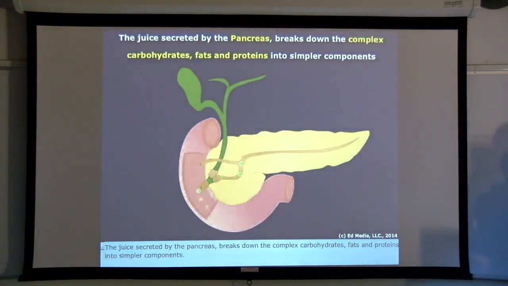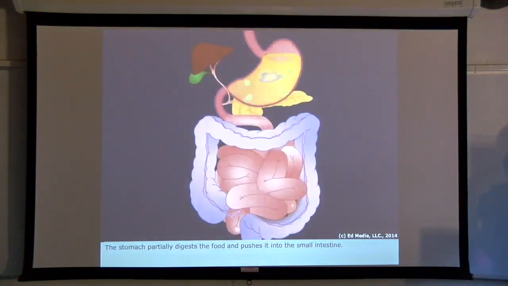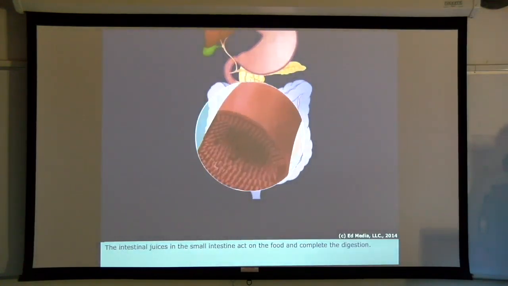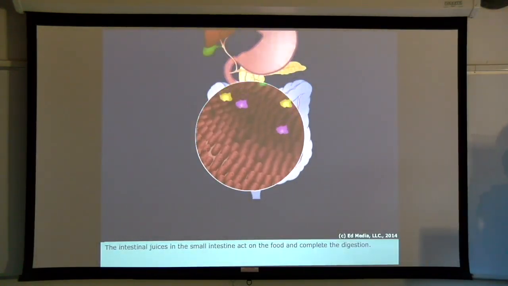The juice secreted by the pancreas breaks down the complex carbohydrates, fats, and proteins into simpler components. The stomach partially digests the food and pushes it into the small intestine. The intestinal juices in the small intestine act on the food and complete the digestion.